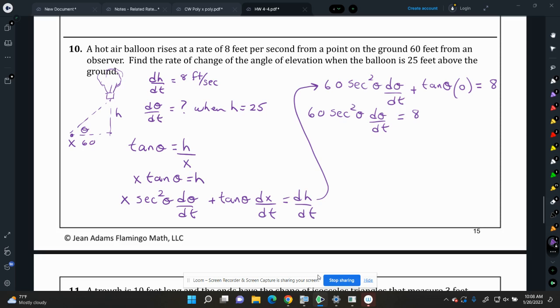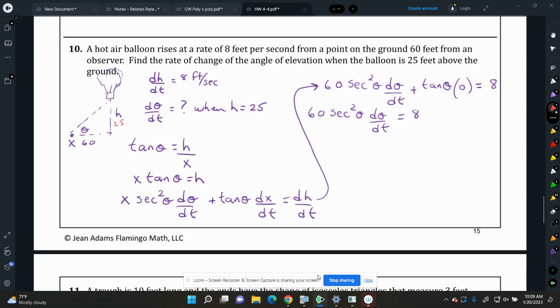Can you go back and then plug in tangent theta equals the 25 over 60? Yes. And then that's where you... So, now what you could do, all right, we know that if h is 25, now I have two sides of my triangle, right? I could figure out tangent theta and then figure out theta.